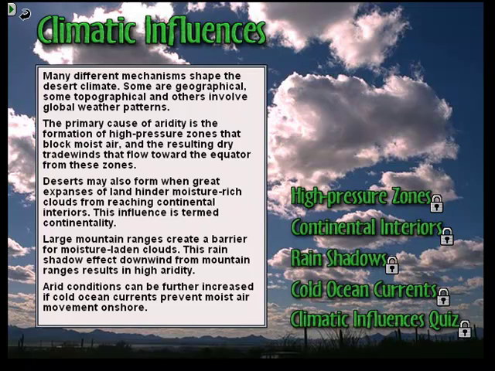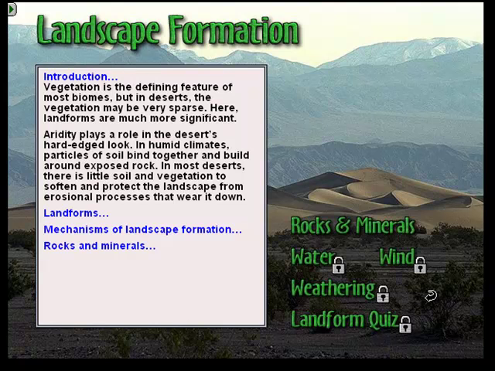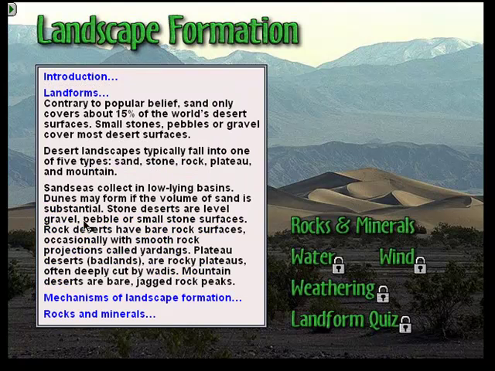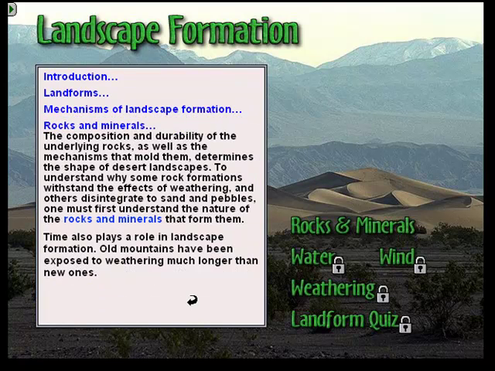Going back to the mechanisms menu, we can also click on landscape formation, and one can read about what makes up a desert's landscape formation given in the introduction, also about landforms, mechanisms of landscape formation, and rocks and minerals. For further information regarding landscape formation, one can click on the other options that include rocks and minerals, water, wind, weathering, and then one can test their knowledge on the new information by taking the landform quiz.